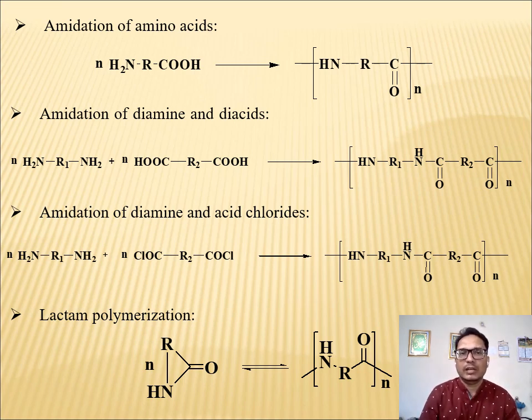The second method is amidation of diamine and diacid, in which one molecule of diamine condenses with one molecule of dicarboxylic acid to form a polyamide. Similarly, the third method is amidation of diamine and acid chloride. The fourth and important method is called lactam polymerization, in which lactams are polymerized to convert them into polyamides.